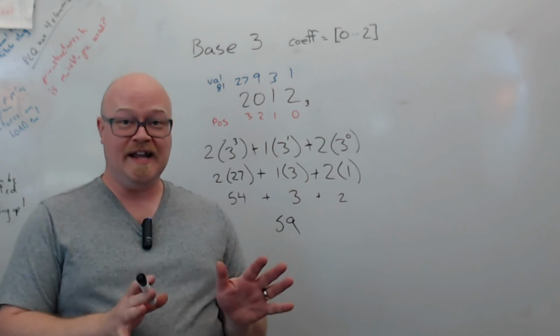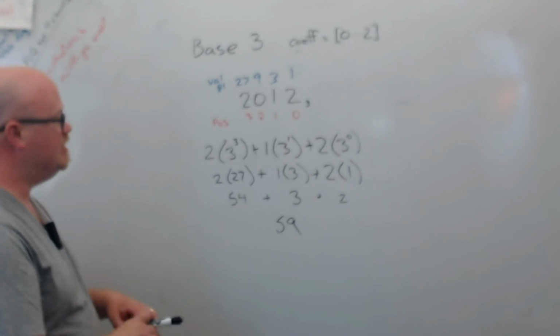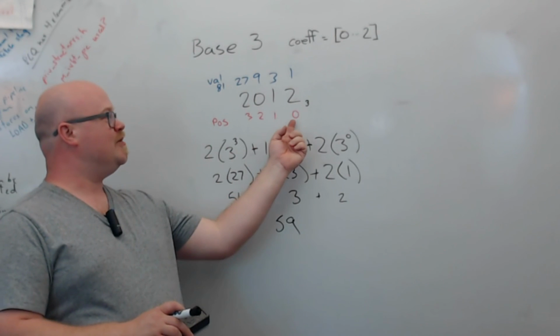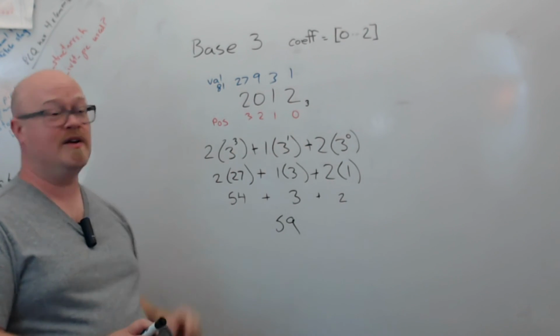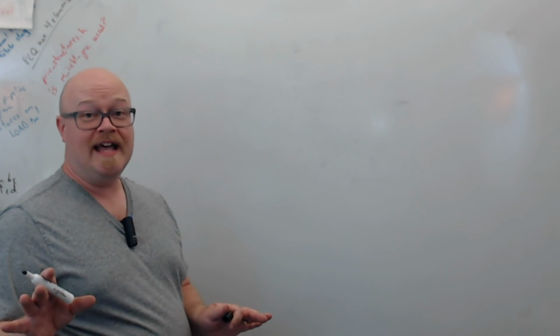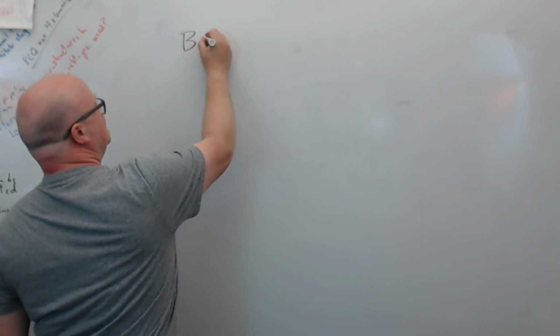Now, there's one layer deeper that I want to go to before we end this particular video, and that's to look at what happens not just by increasing these position numbers as we go to the left, but decreasing the position numbers as we go to the right. So let's do this by looking at a base we're very familiar with. That'll be base 10 decimal.